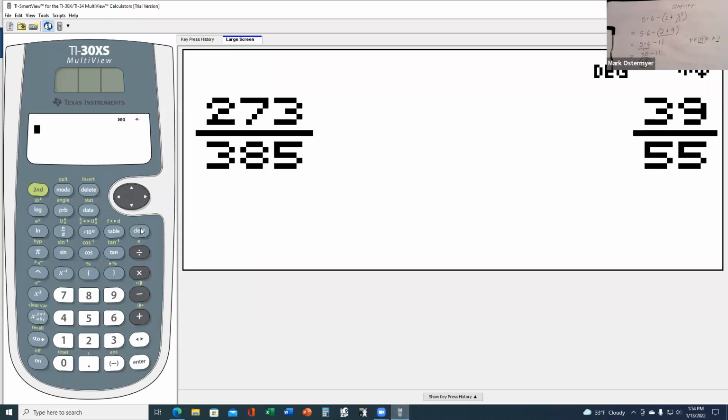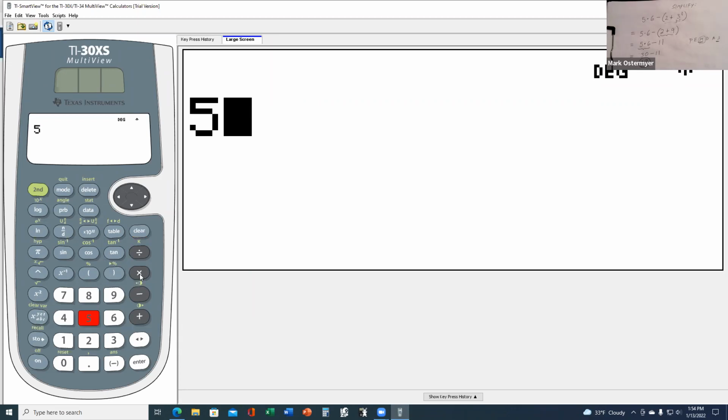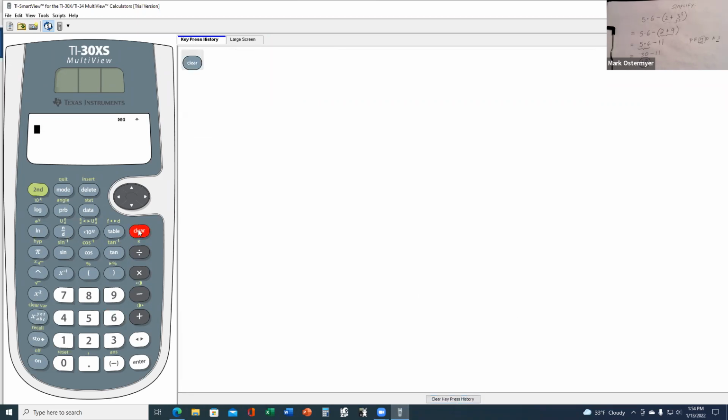I'm going to clear my screen. Now I'm going to type this in on my calculator. I start off by saying 5 times 6. Whoops, hold on a second. I have to clear my keystrokes. I'm going to do this over again. So 5 times 6. That's what I type in first.